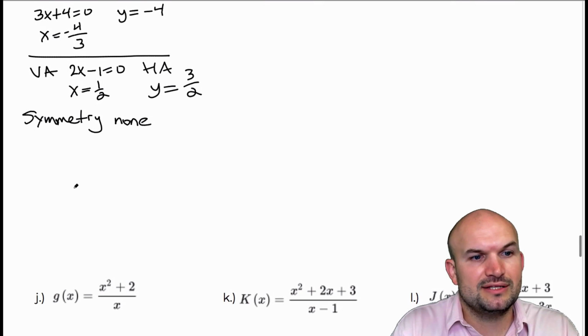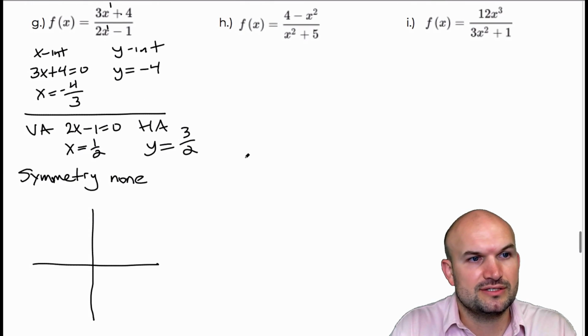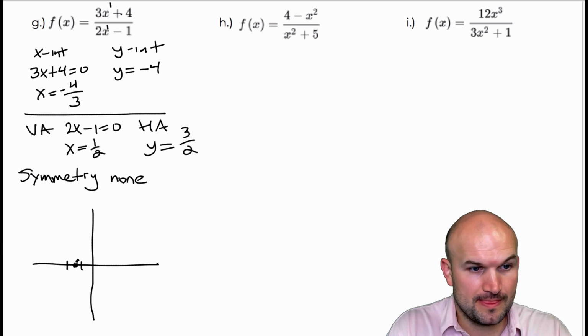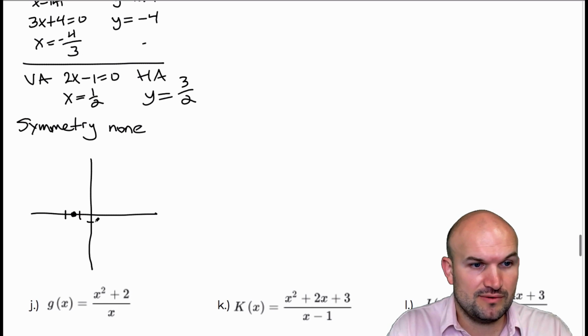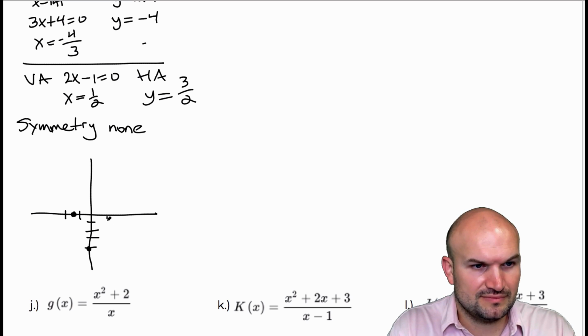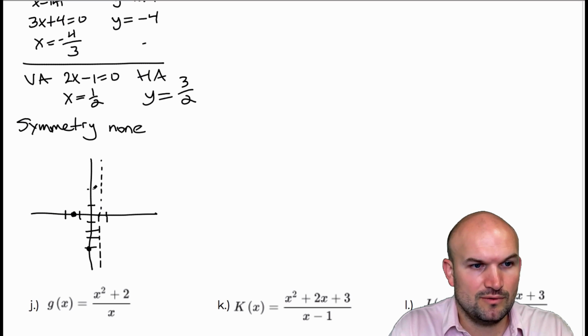All right, so now let's go ahead and sketch what we believe this to work out as. We have an x-intercept at -4/3, so that's like -1 1/3. We have a y-intercept at -4, so 1, 2, 3, 4. We have an x-intercept at +1/2, so I'll put like 1 here, and therefore +1/2. And we have a y-intercept at 3/2, so that's like 1 1/2.